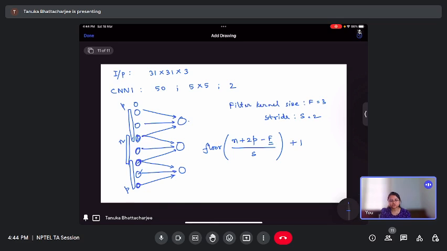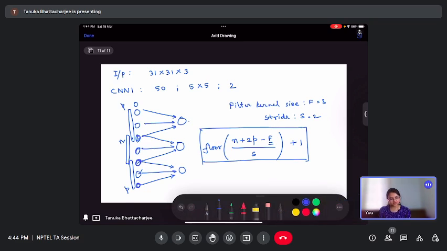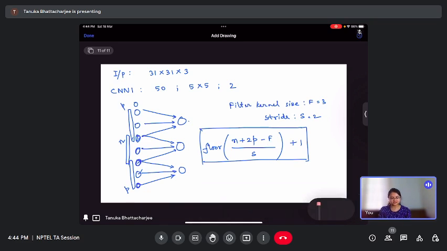So, the total number of units in the hidden layer will be the floor of n plus 2p minus f, where f is the kernel size, divided by s, where s is the stride, plus 1. That will be the number of units in the convolutional layer output. Now, another thing is, this is just one kernel we passed and computed this.